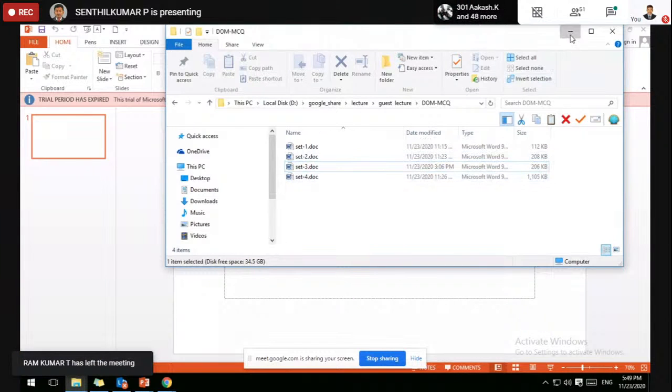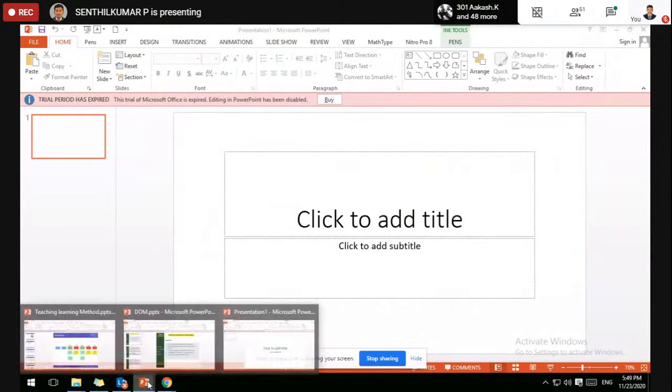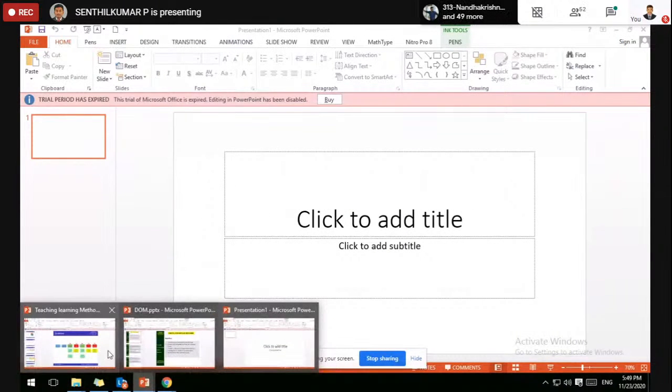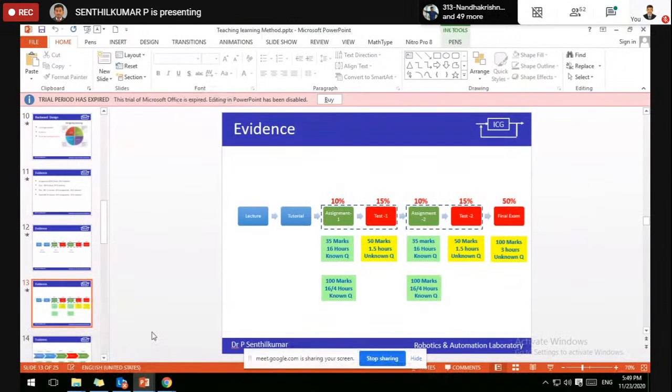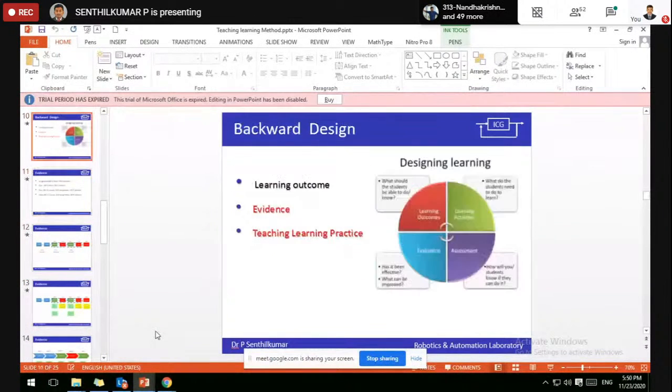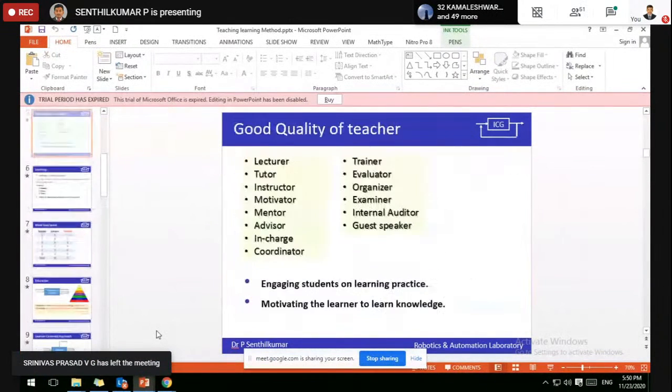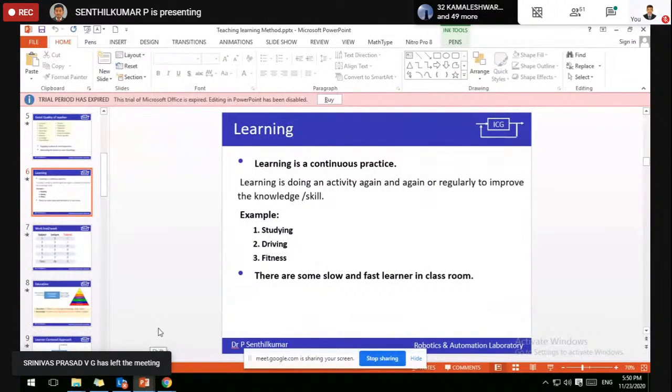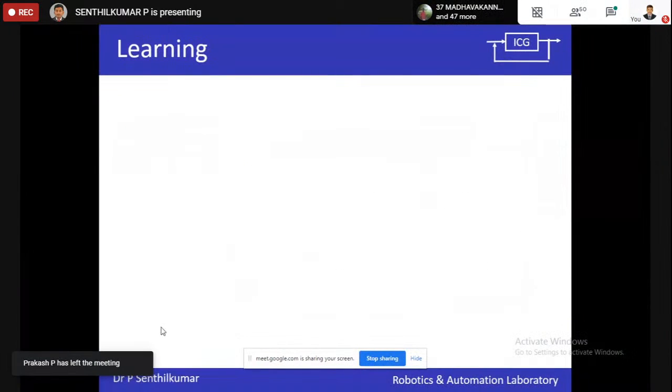So we will start with learning. I always discuss that portion, learning, with all the students. Whoever studied under my guidance should know what is learning. I will talk about that particular portion for 10 minutes. It's really important. So what is learning?